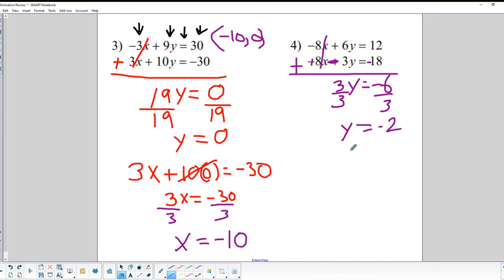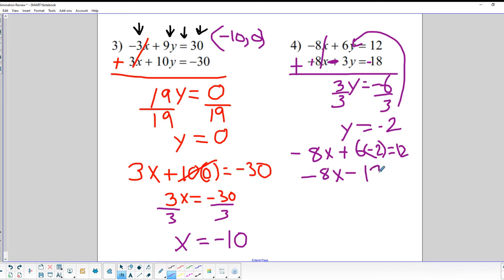And then to find x, we just plug in that negative 2 for y in one of our equations up here and calculate x. So I'll put it in the top equation because it just looks like it's easy to work with. So we've got negative 8x plus 6 times negative 2 equals 12. And then we end up with negative 8x minus 12 equals 12.